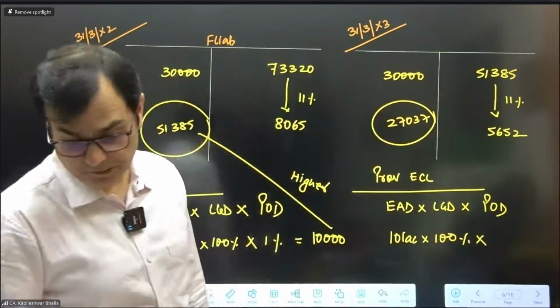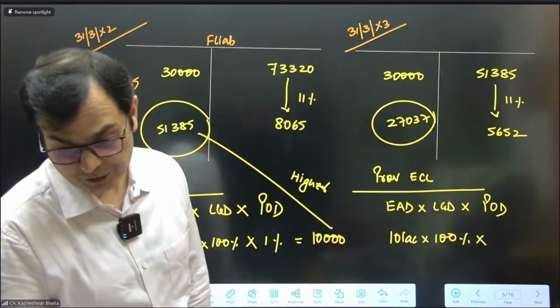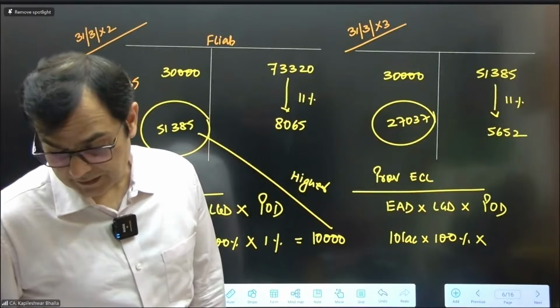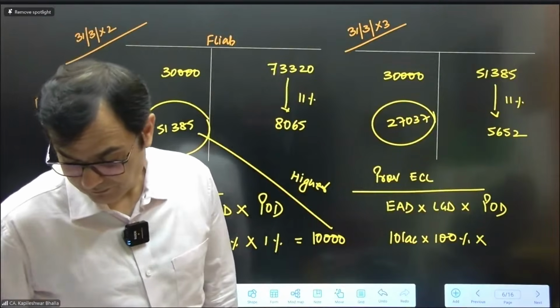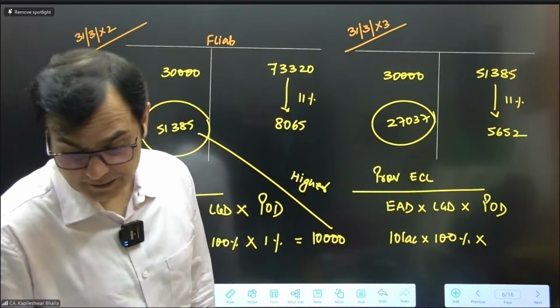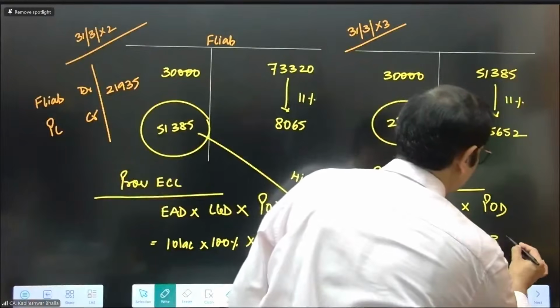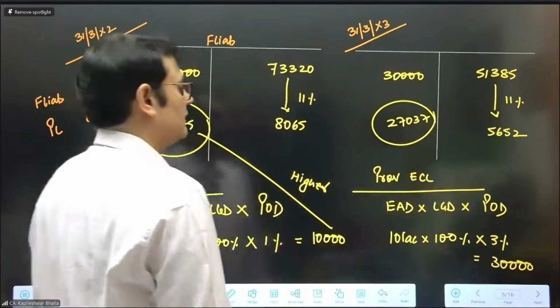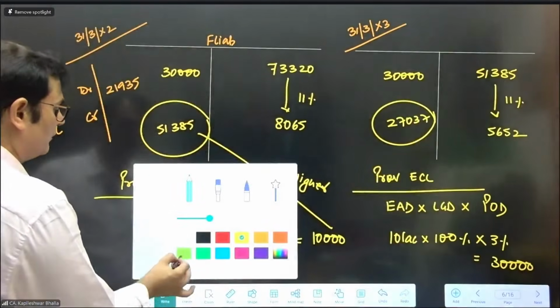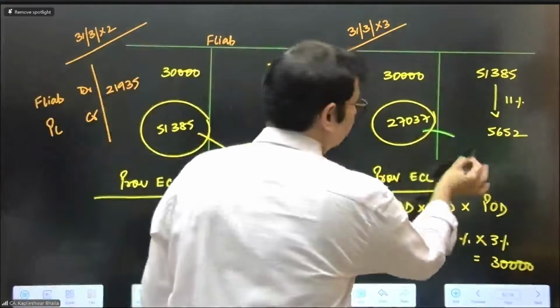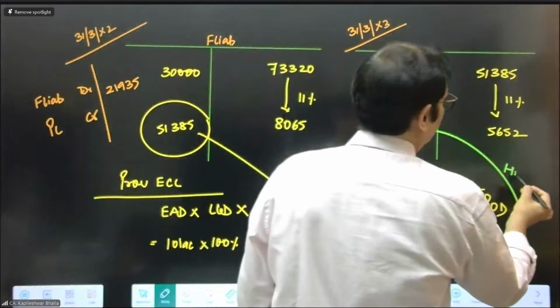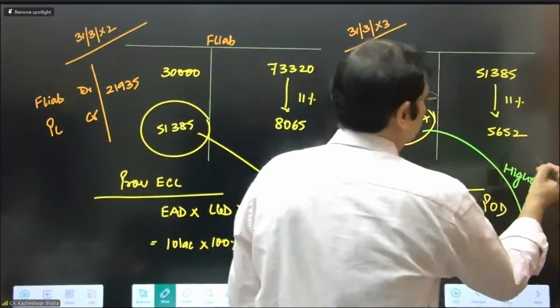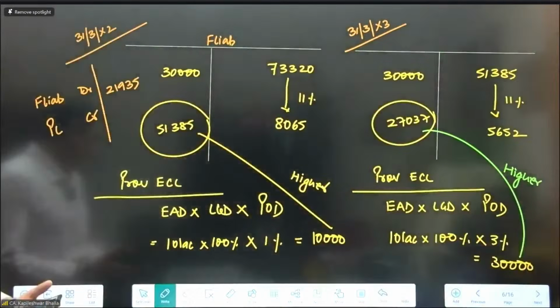And I think this time the probability of default has undergone a change. I guess it is coming to 3% as the probability of default. So that comes to a total of 30,000. This time again, we're going to consider the higher of the two. So we need to bring the financial guarantee to the extent of 30,000.